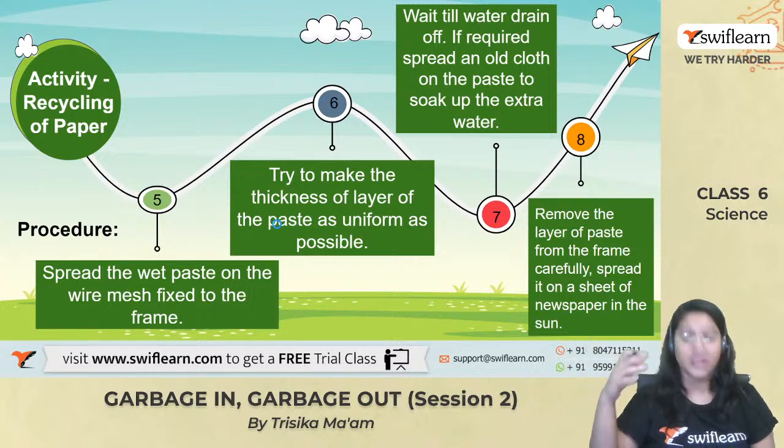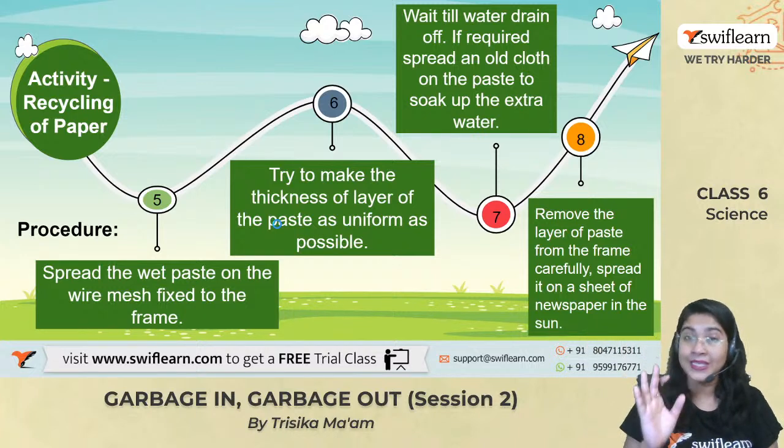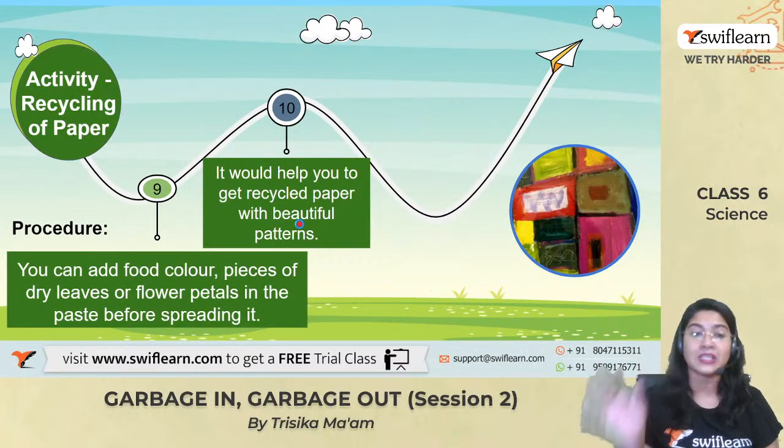Now remove the layer of the paste from the frame very carefully so that the paper will become intact, okay? And spread it on a sheet of newspaper and dry it under the sun. So what you have to do is just take it and dry it under the sun.